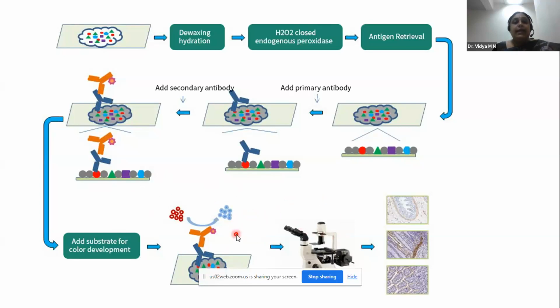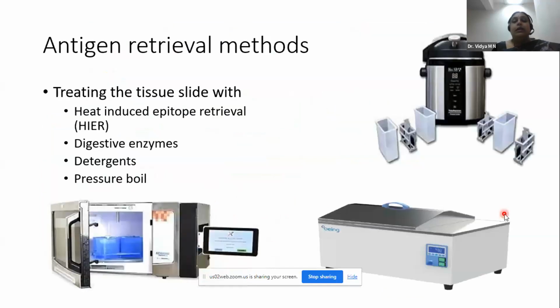After this, the slides are counterstained with hematoxylin, and then they are submitted to the pathologist after cover slipping for evaluation. A little bit on the antigen retrieval methods. Now, these are the days of automated equipment, wherein the instrument has all the steps built into the instrument itself.